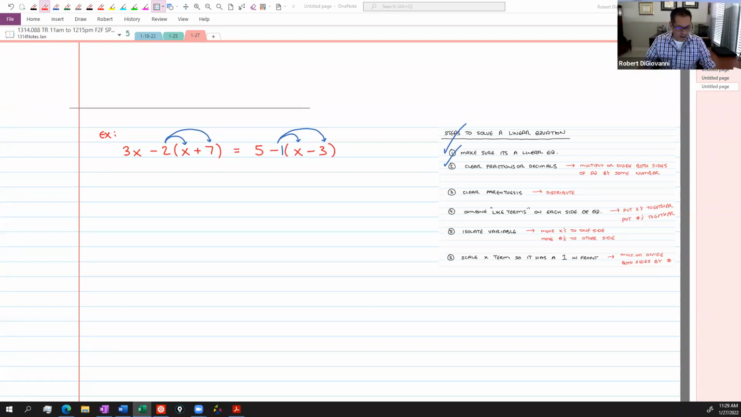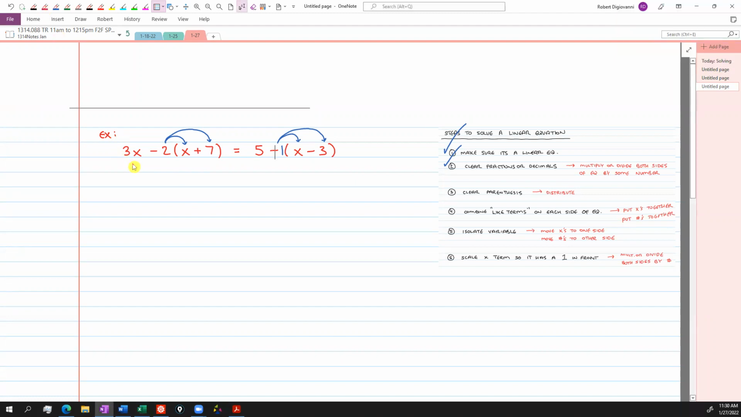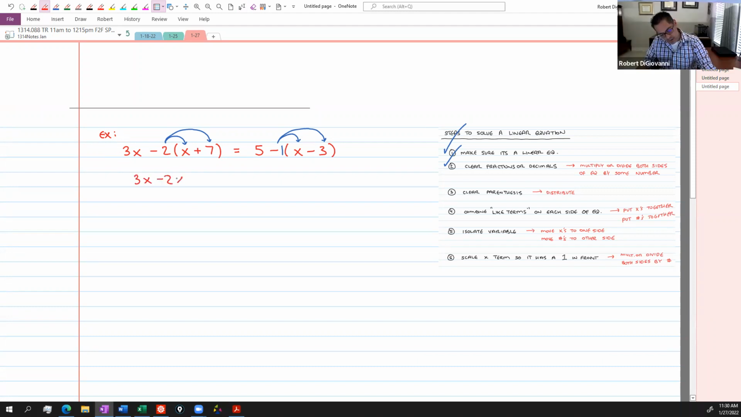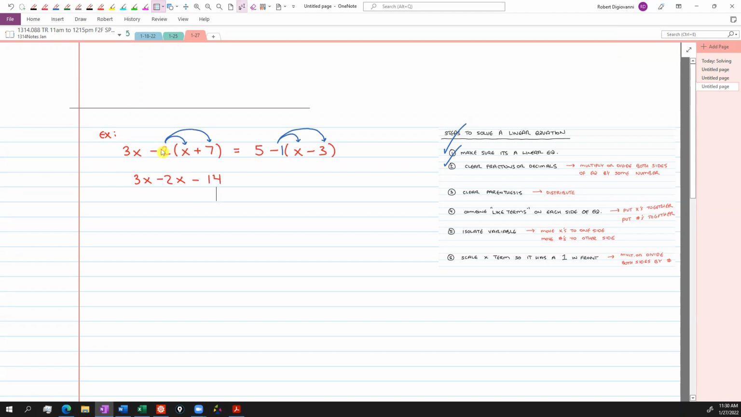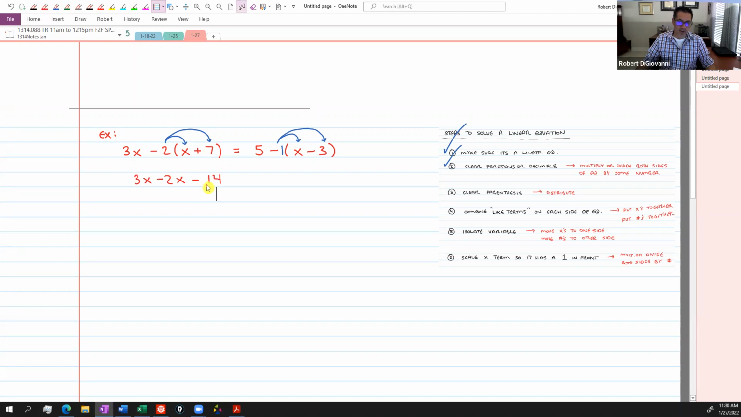So Allison, how about you tell me what you would get on this entire left-hand side if you distributed through? I got 3x minus 2x minus 14. There you go. Okay, so just multiplying -2 times x gives you -2x. -2 times 7 gives you -14. Perfect. You want to keep going? You seem like you understand this.